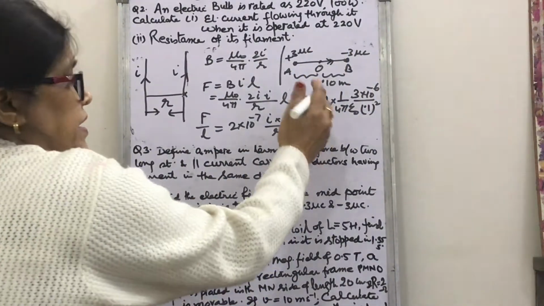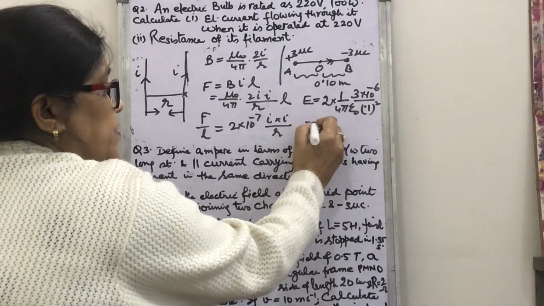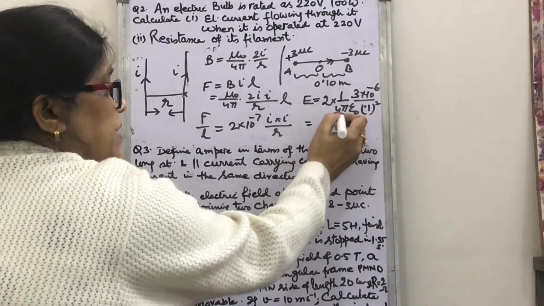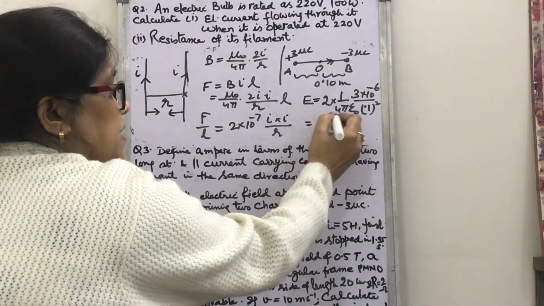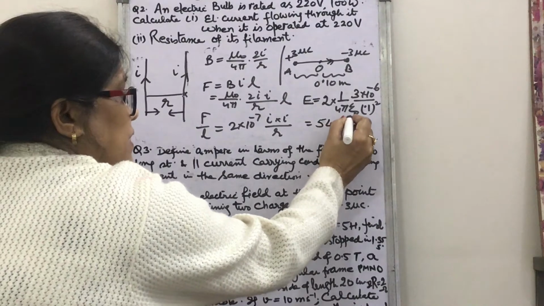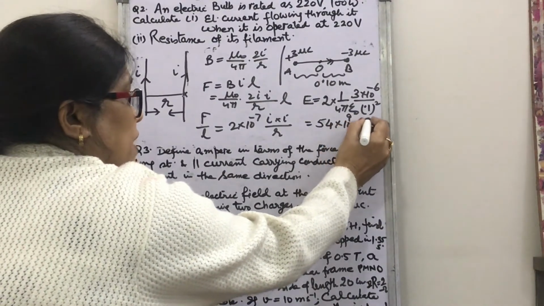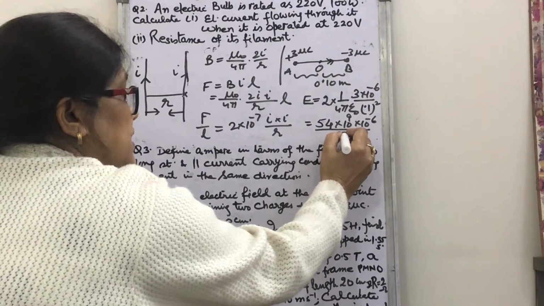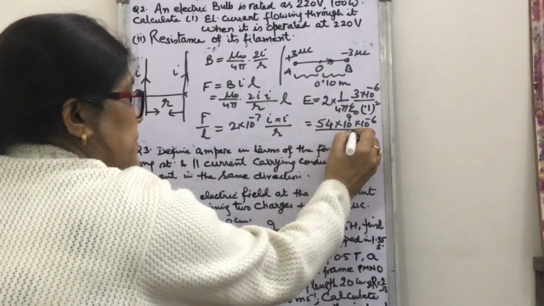Now simple calculation is left. So what will you get here? 2 into, what is this constant? 9 into 10 to the power 9. So 2 into 9 is 18, 18 into 3 is 54, into 10 to the power 9 into 10 to the power minus 6, upon 0.01, that is 10 to the power minus 2.